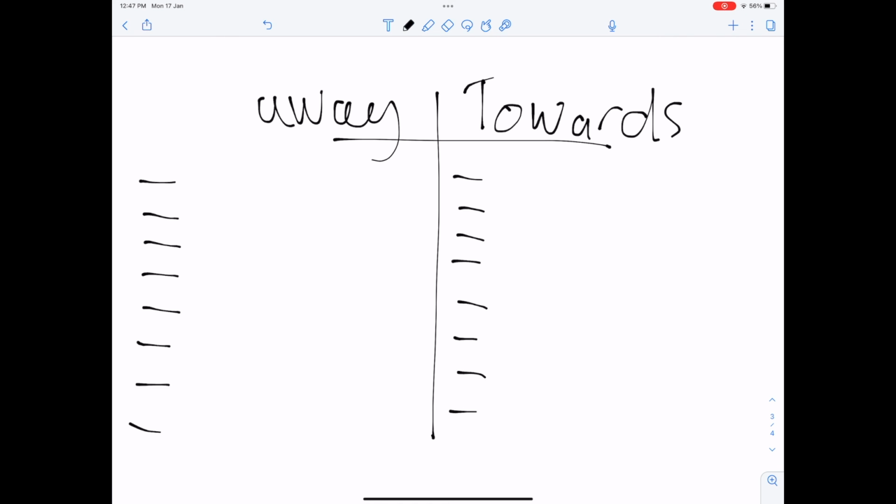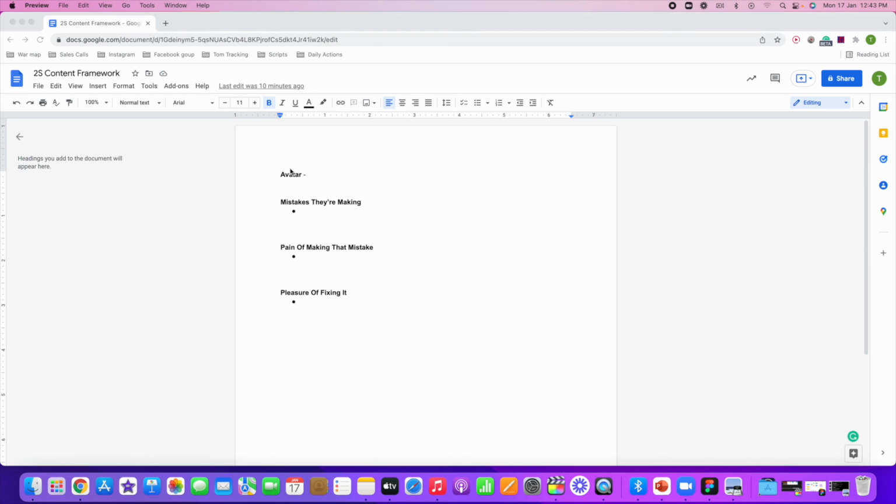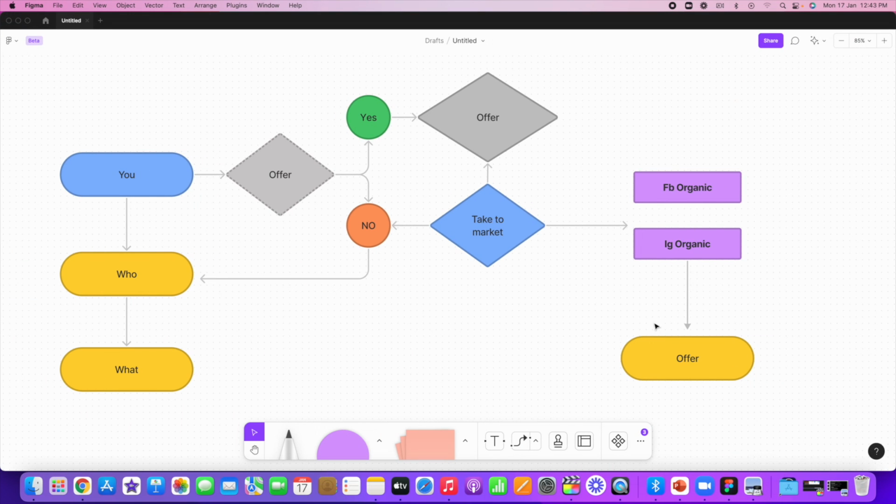And these are all coming from, if we go back up to the sheet here, the avatar, the mistakes that they're making, the pain that they're in from making these mistakes and fixing these problems. And this is all coming from our offer. So hopefully this is helpful and hopefully it made sense. I've tried to diagram this out to make it as simple as possible for you.